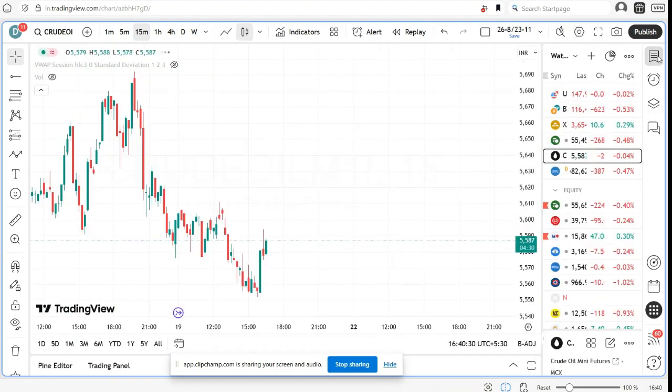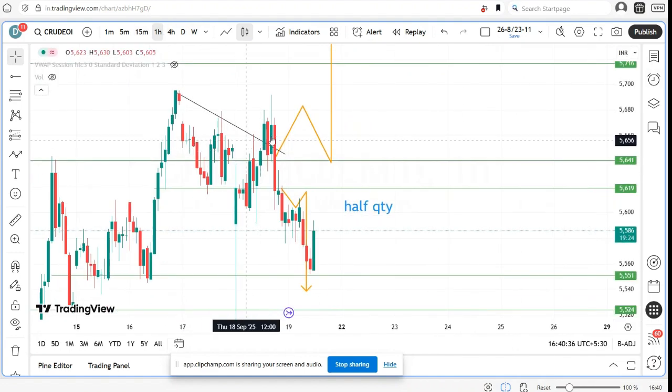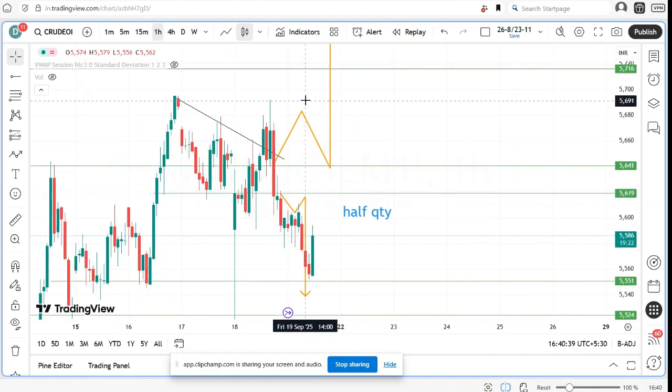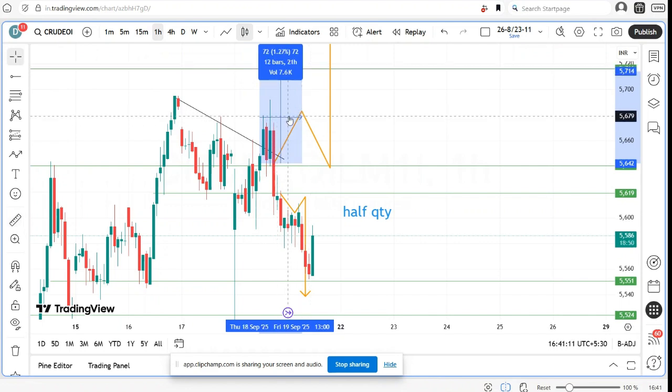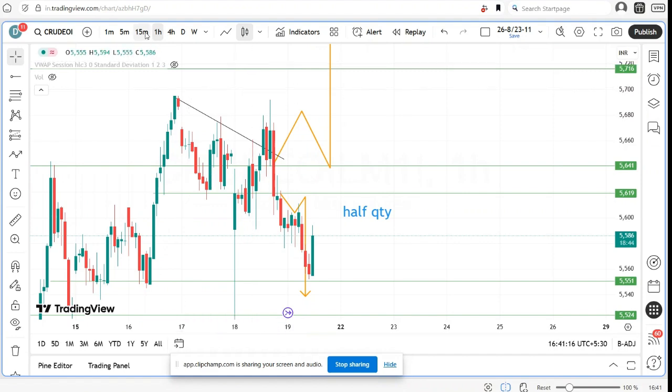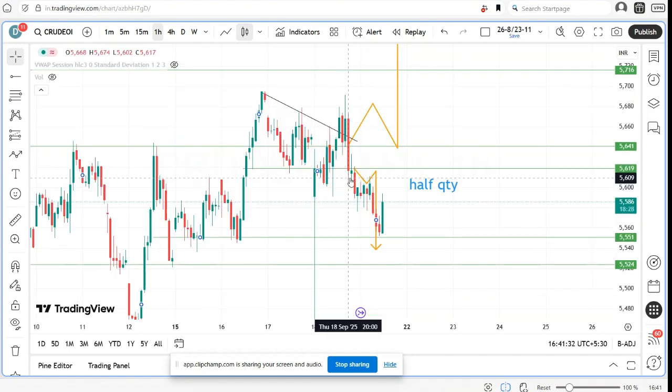Crude oil gave us a betrayal. We got too many stop losses hit. First, second, and third. 3 times our stop losses hit, but all the time our trail SL got hit because it moved more than 50% of the target, and then our trail SLs were working on 15 minutes. So almost cost to cost SL hit. Only half quantity trade. So almost whatever we lost here, we made here.